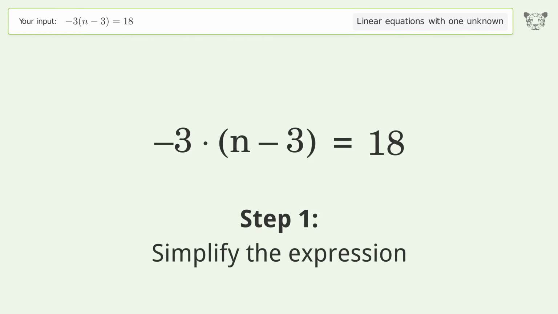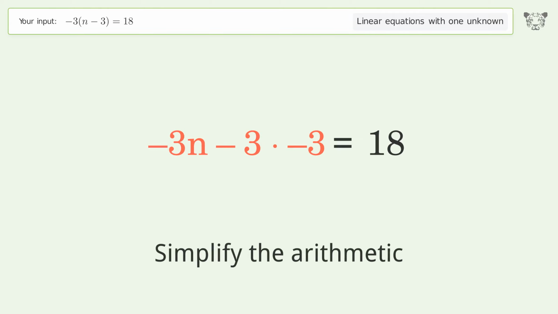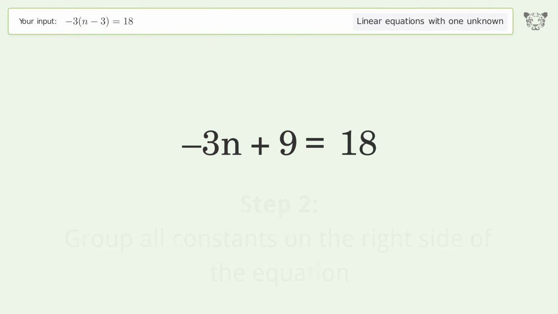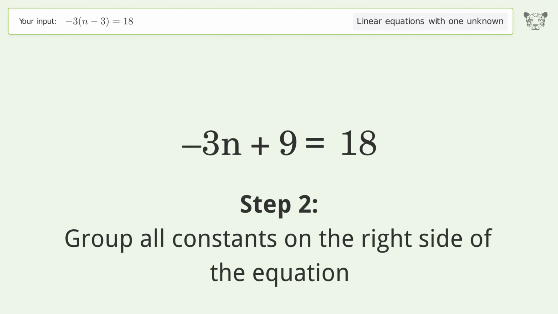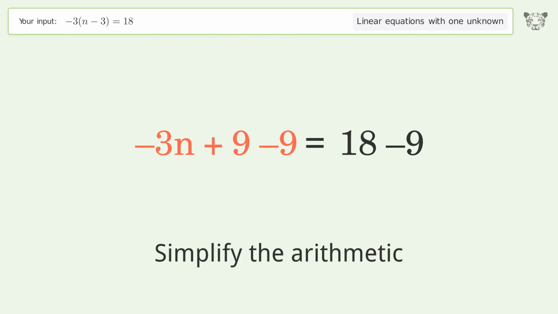Simplify the expression. Expand the parentheses. Simplify the arithmetic. Group all constants on the right side of the equation. Subtract 9 from both sides. Simplify the arithmetic.